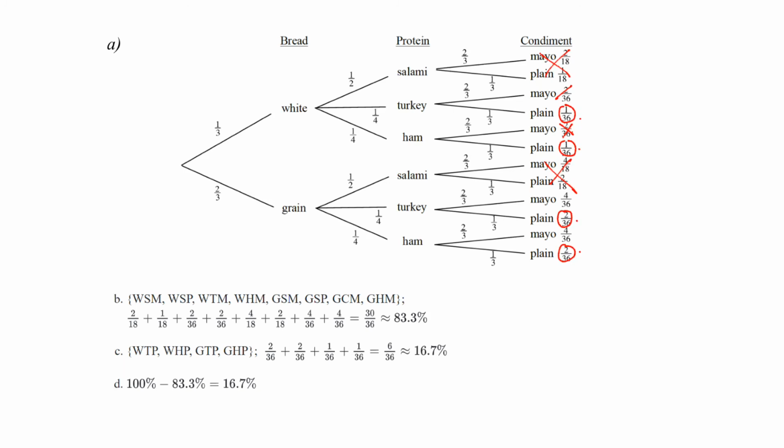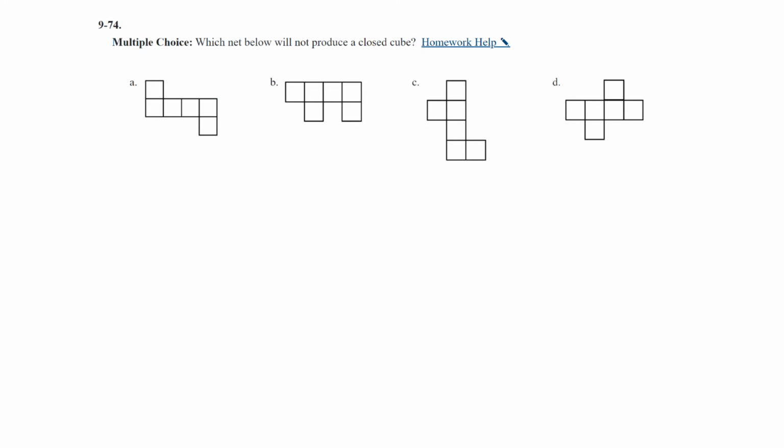16.7%. And if you think, these two numbers are going to add up to 100 because one is salami or mayo, and the other one is not salami or mayo. It's what is left. So that's why you get 16.7% there.